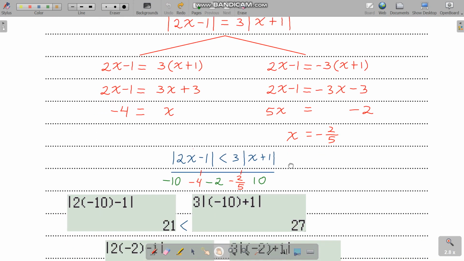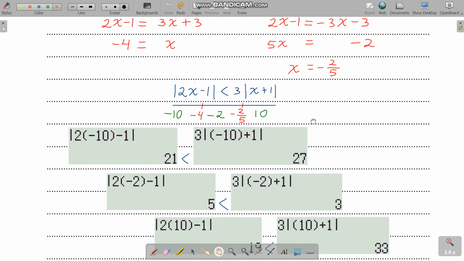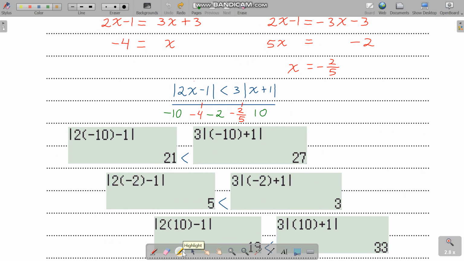So now we're solving the inequality. We draw a number line, we put the solutions to the equation here on the number line. We call them the critical values. So this means we have 3 intervals to check. So we have 3 possible intervals for the final answer: smaller than minus 4, in between minus 4 and minus 2/5, or greater than minus 2/5.